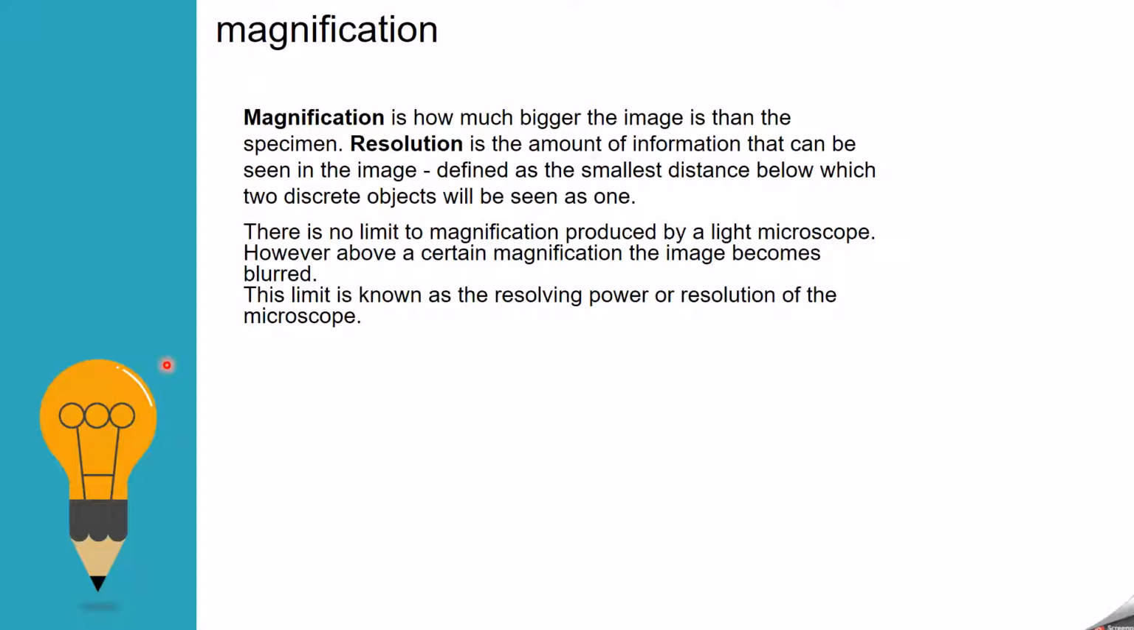If we have a look at resolution, this is the amount of information that can be seen in the image. It's more about quality, more about the clarity of the image. It is defined as the smallest distance between which two discrete objects will be seen as one. There is no limit to magnification produced by a light microscope. However, above a certain magnification, the image becomes blurred. This limit is known as the resolving power or resolution of the microscope.